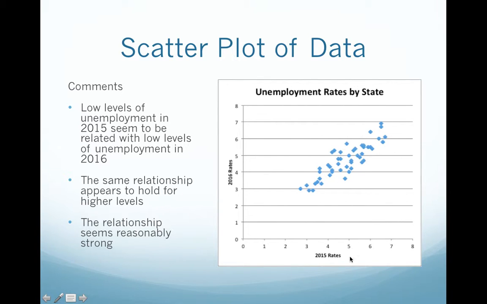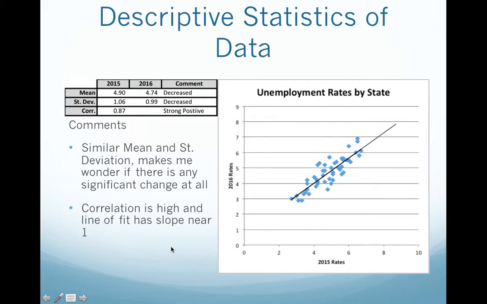So what it seems to be is that if your unemployment rate was right around average for 2015, then it's maybe a toss-up of whether it's going to be above or below average for 2016. But if it was quite a bit above average for 2015, it's likely to be quite a bit above average for 2016, and same thing with below. That's kind of what that relationship suggests.